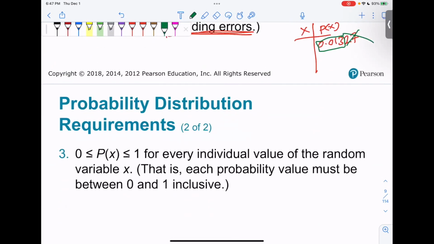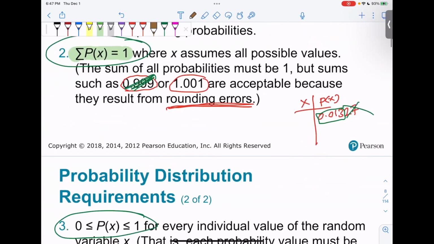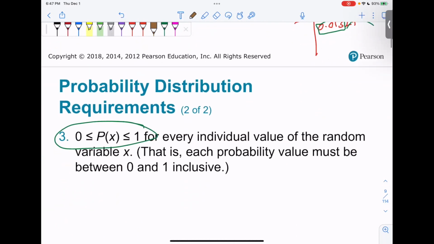The third one is each single value or each single probability must be between 0 and 1. So those values here must be between 0 and 1. It's not acceptable that we have here, for example, -2 and then here 0.6. Still 1, right? But since this value is negative, this is not a probability distribution. Why? Because we have a negative value here, okay? So three conditions. Numerical, summation equal to 1, each single probability between 0 and 1.